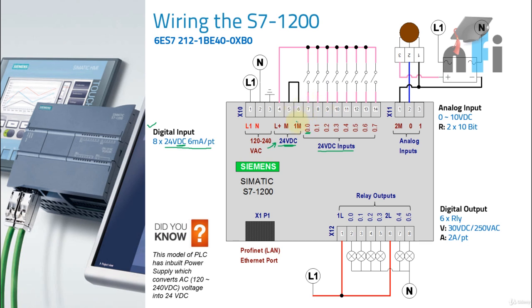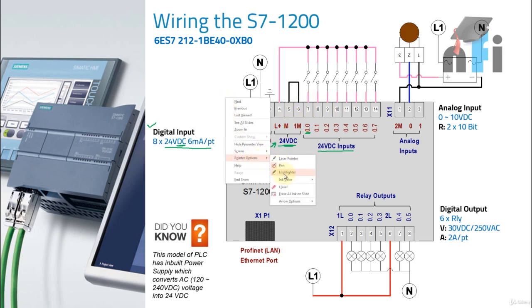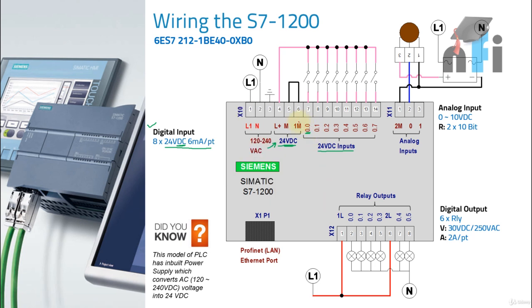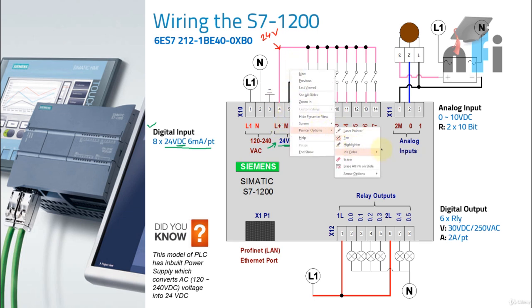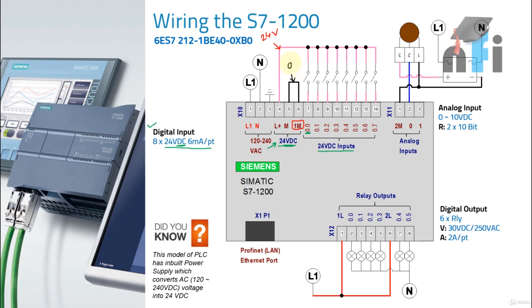If you see this 1M, now let me change my ink color. This 1M is the common of my PLC. What I have done is connected a wire from 5 to 6. This wire, in pink color, is represented by 24 volts. I have written here, this is 24 volts L+, but this M wire is 0 volt. So I will take a black color. This is 0 volt, and it is connected to my number 6, so number 6 has 0 volt.